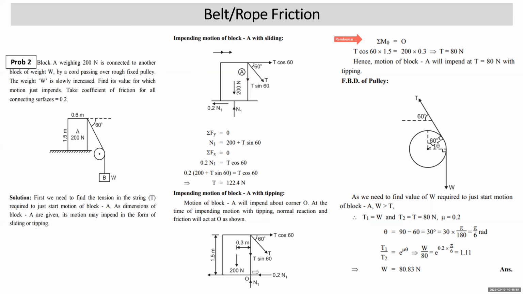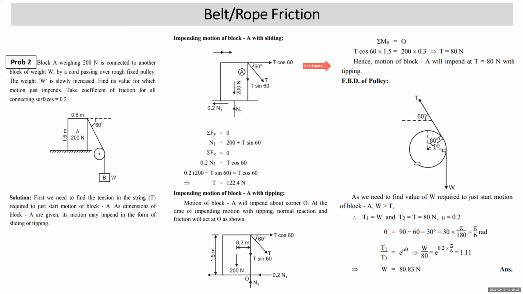T cos 60 into 1.5 is clockwise. 200 into 0.3 is anti-clockwise. So you get the value of T required as 18 Newton. Well, minimum value of T required to start the motion of block A, when we considered sliding motion, was 122.4. When we consider impending motion with tipping, it came to 18 Newton. So hence minimum value of T required to start the motion of block A is 18 Newton, that too with tipping. All right. So first part of the problem is over. Now he is asking the value of W required to start the motion of block A.